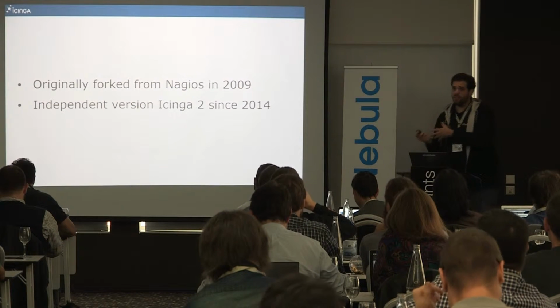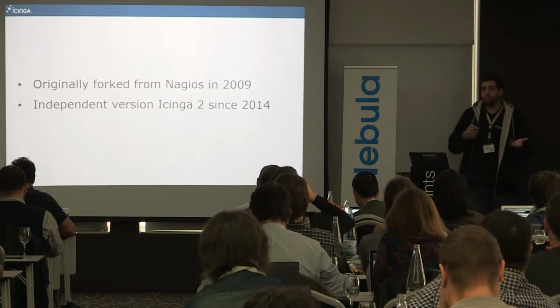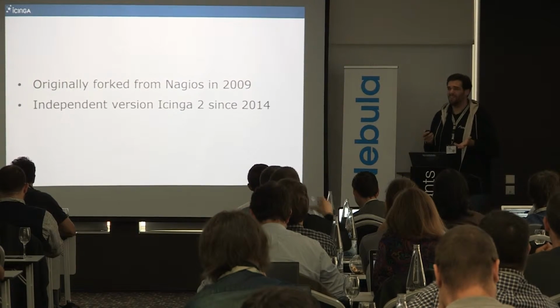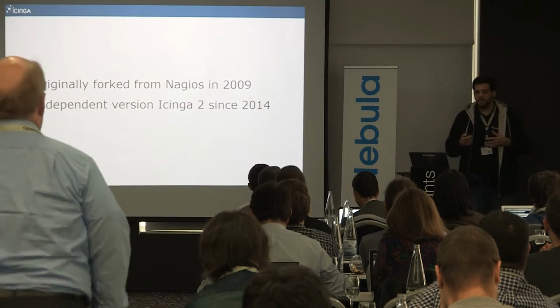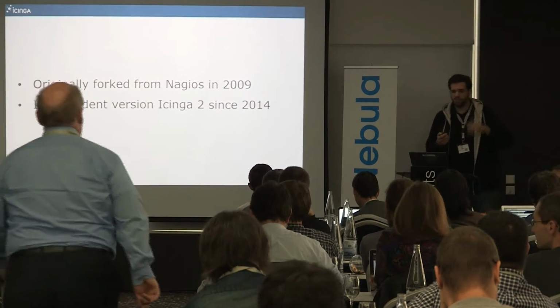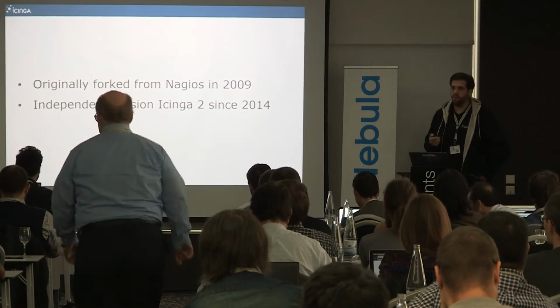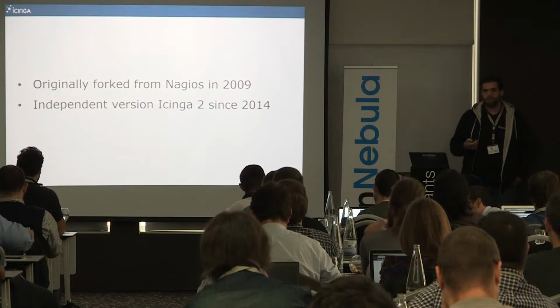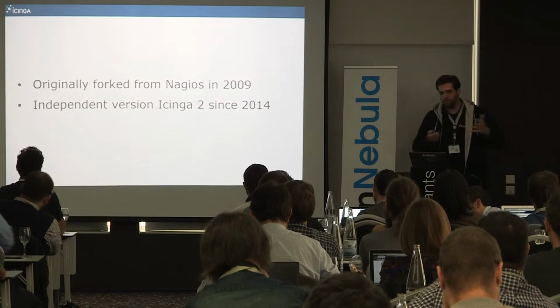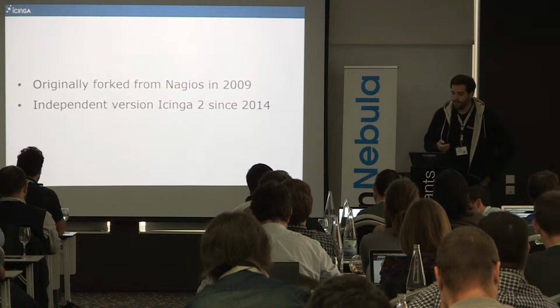So our history is in Nagios. We are a Nagios fork. We started forking Nagios in 2009, I think in April. It was around Easter. And since about June 2014, we have our own independent core, which is Icinga 2. We redeveloped it from scratch, so there's no single line of code from the old Nagios in Icinga 2.